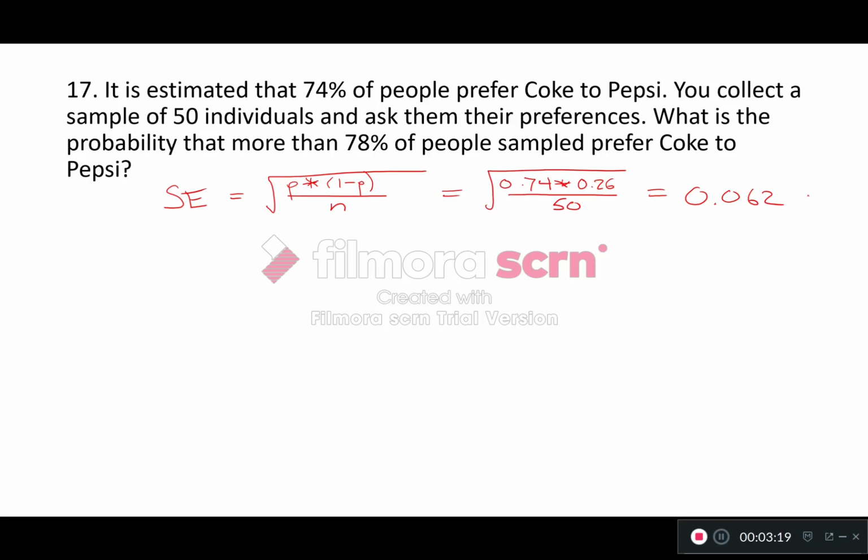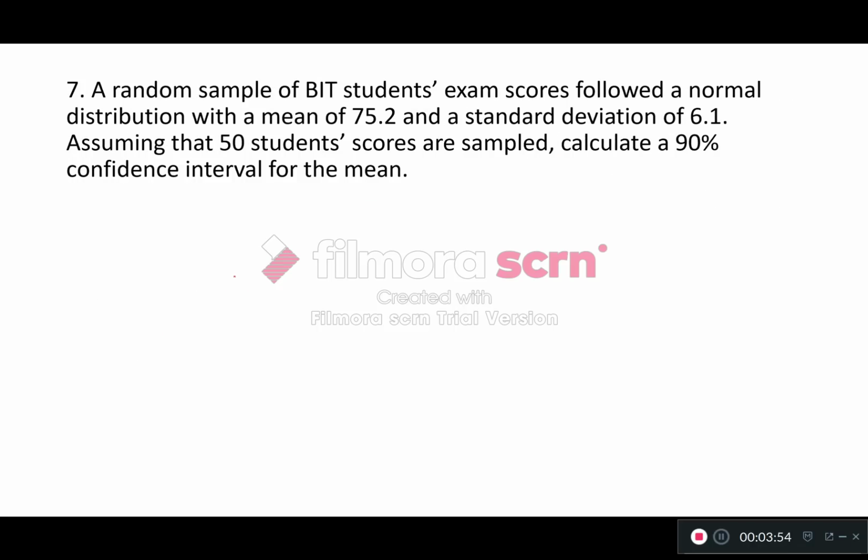In all of our normal CDF problems, we generally will start by specifying the same 4 parameters. Those 4 parameters are our lower bound, our upper bound, our mean, and our standard deviation. At this point, between the problem and the standard error that we just calculated, all of these should be known to us. The problem tells us we're interested in the probability that more than 78% of the people sampled prefer Coke to Pepsi. So if we're interested in more than 78%, that lower bound is just going to be 0.78.